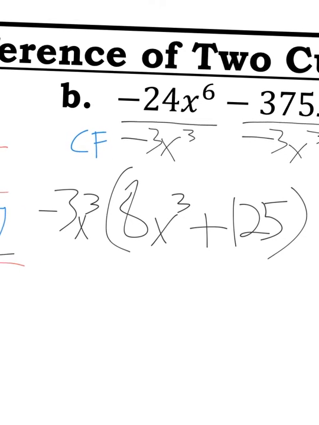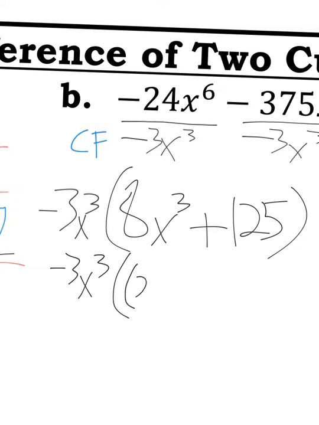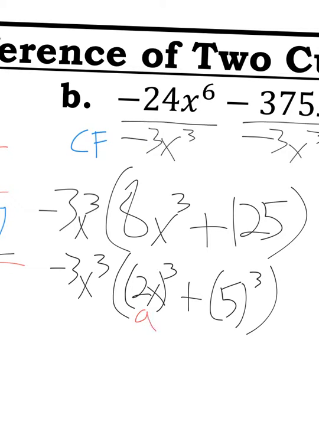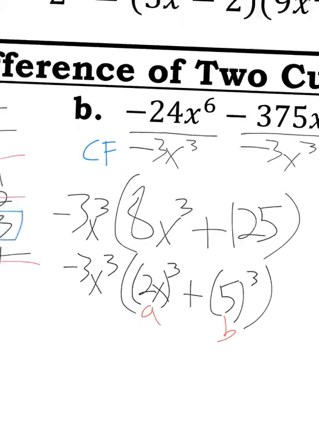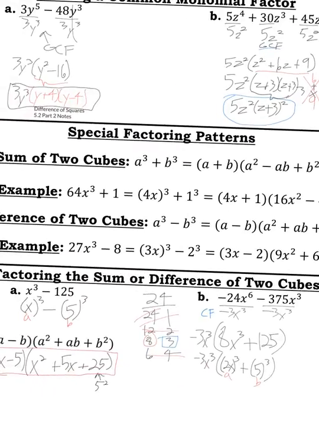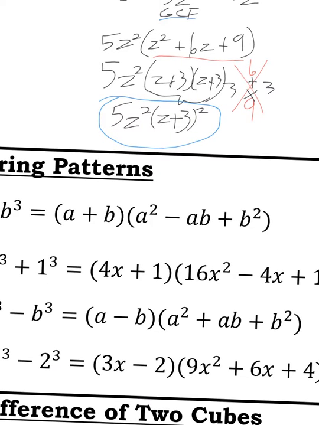Now what we have is a sum of two cubes, okay? So this is what I mean. Take the cube root of 8x to the third and 125. So the cube root of 8x to the third is 2x. So you're going to put that in parentheses, because it's together, 2x to the third, plus 5 to the third. So what I just did here was I got my a and my b. So now I'm going to look at my sum of two cubes pattern right here, and I'm going to just copy that pattern below.